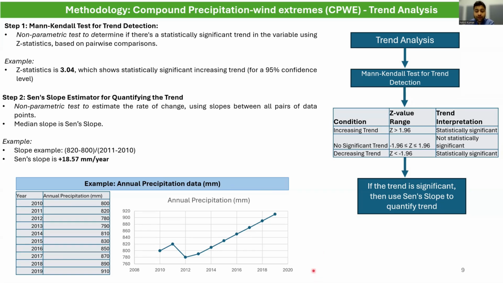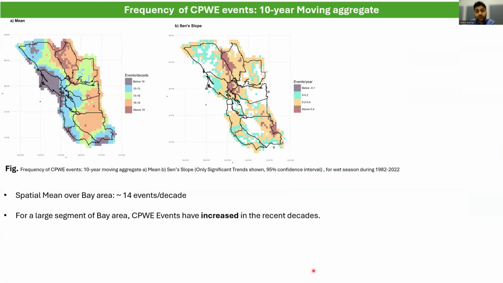Moving on, we have conducted this trend analysis for the frequency of CPW events. This figure shows the mean frequency of CPW events of the 10-year moving aggregate, and this is the Sen's slope of the 10-year moving aggregate series. We have shown only the significant trends here, which have a confidence level of 95%, for the wet season and for the period of 1982 to 2022.